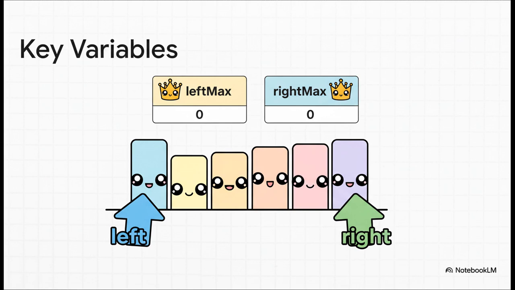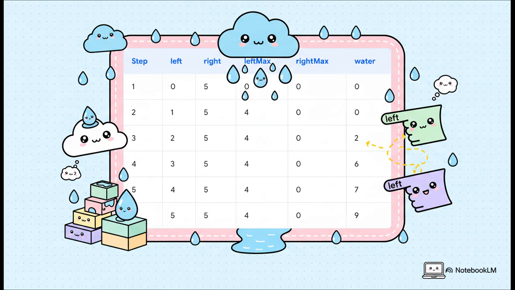So, to make this magic happen, all we need are 4 simple variables. We'll set up a left pointer at the very beginning of the array and a right pointer at the very end. Then we just need 2 more variables to keep track of things as we go. Left max, which is the tallest bar we've seen so far coming from the left, and right max, the tallest we've seen from the right. That's it.